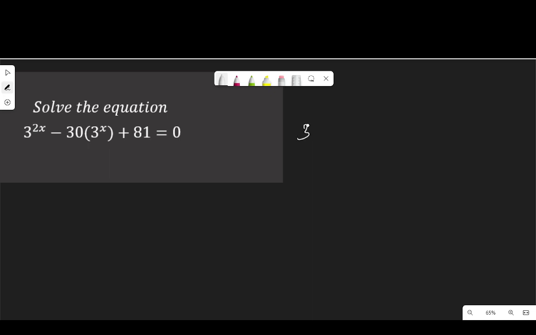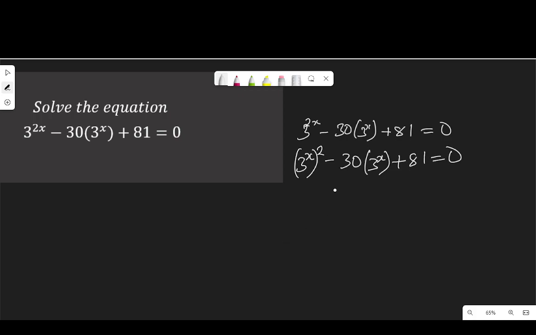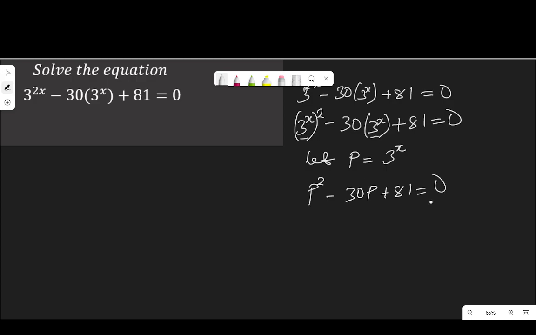So if I have 3 to the power of 2x minus 30 times 3 to the power of x plus 81 equal to 0, this first term here I can write as 3 to the power of x, then to the power of 2, then minus 30 times 3 to the power of x plus 81 equal to 0. I have 3 to the power of x here, I also have it here, so let's replace it with something. Let p be 3 to the power of x, so that the equation becomes p squared minus 30 times p plus 81 equal to 0. Now we've successfully reduced the equation to a quadratic equation.